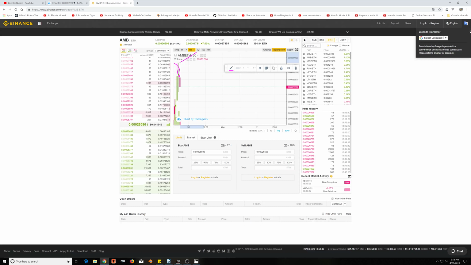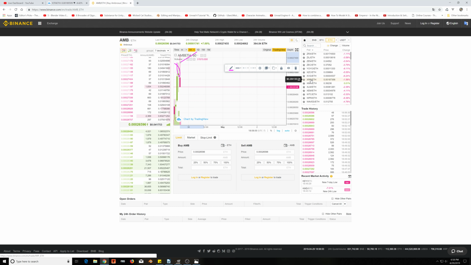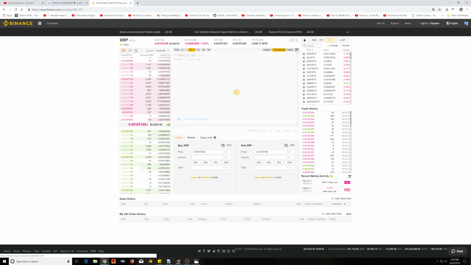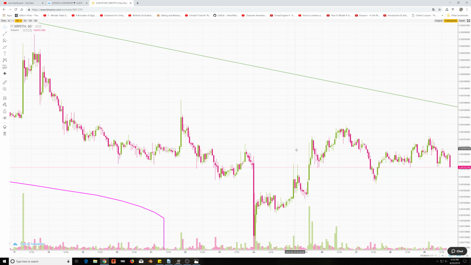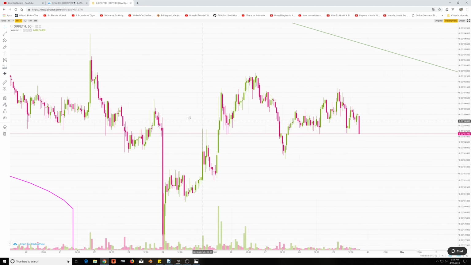Let's go look at another one. What's a real popular one? Let's go look at XRP. See what we see in XRP. Let's blow this bad boy up. And we'll just scroll on over.